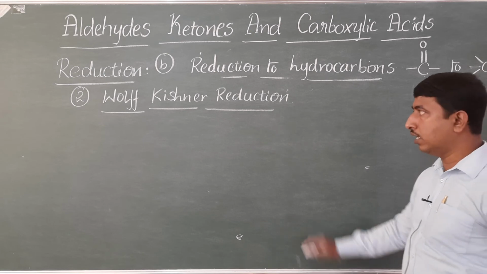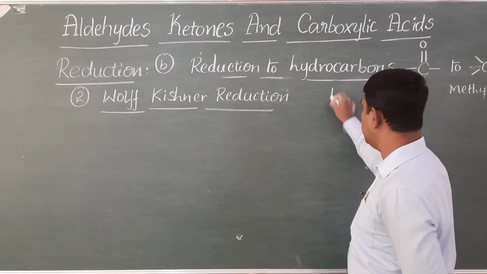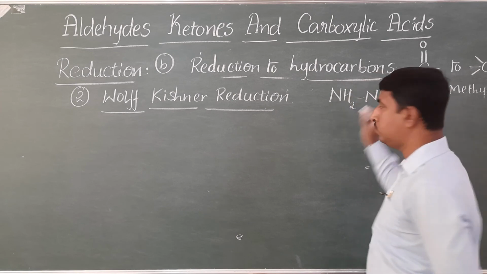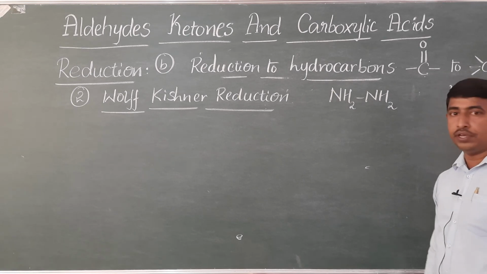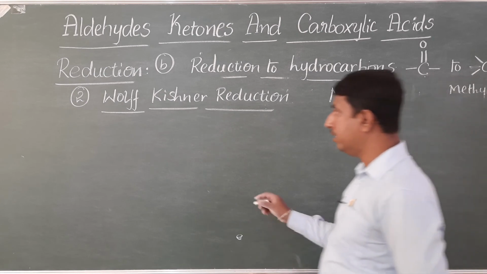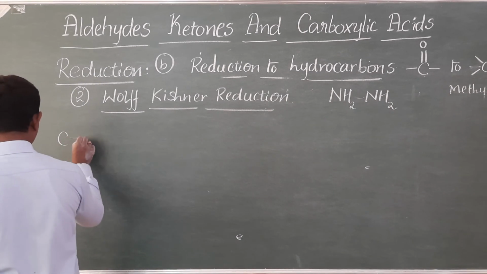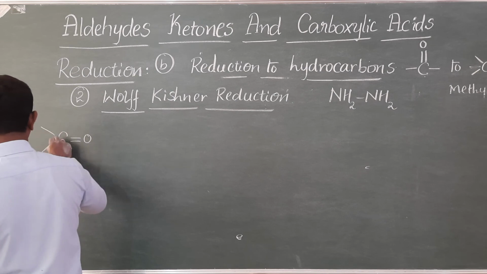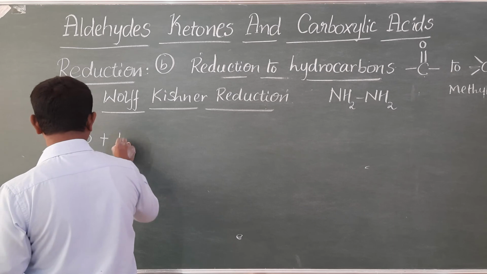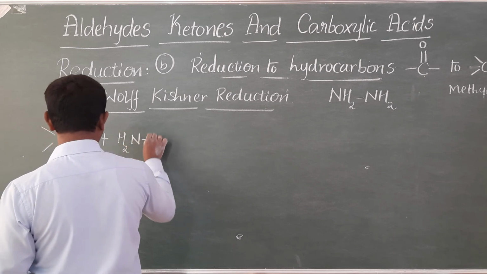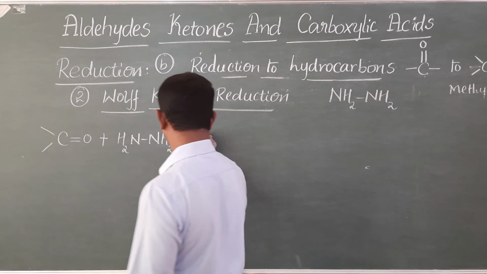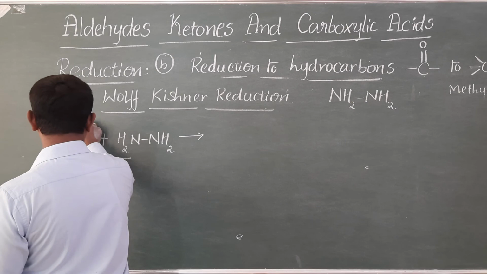In the case of Wolff-Kishner reduction, the reducing agent used is NH2NH2. Just now I told you NH2NH2 means it is hydrazine. I will write the equation. Aldehydes or ketones, C double bond O, treated with hydrazine. Remove water. You know how to remove water.